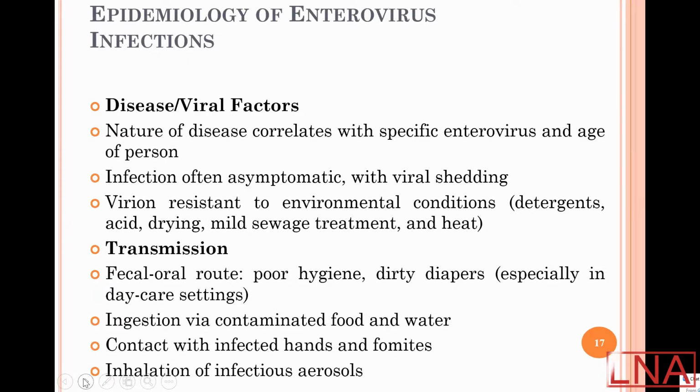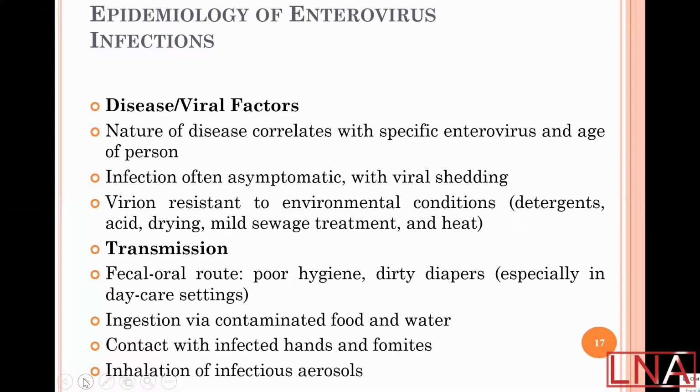So, shortly, about epidemiology. The nature of disease correlates with the specific enterovirus and the age of the person. The older the person, the rarer the infection. Infection is often asymptomatic with viral shedding. We know that. Viral resistance to environmental conditions is very high. So detergents, acids, drying, mild sewage treatment, and heat don't work to eliminate viruses very effectively.